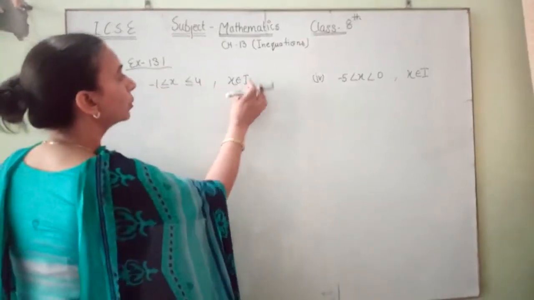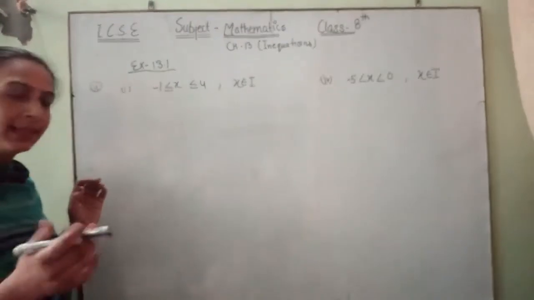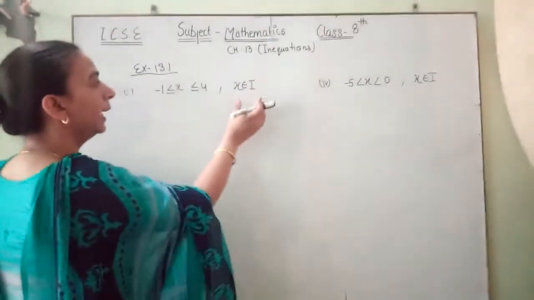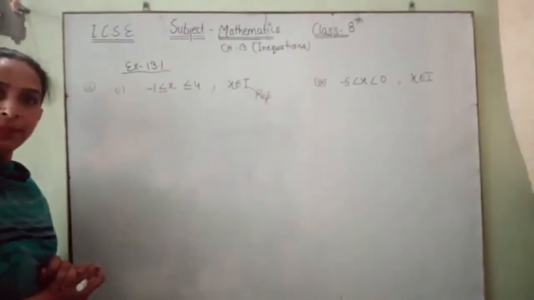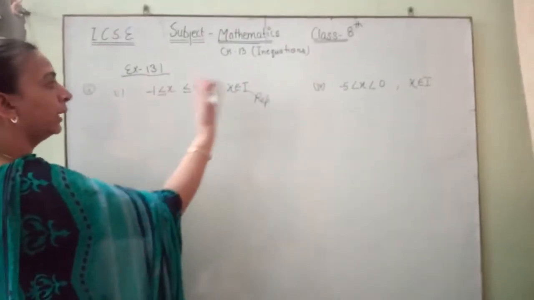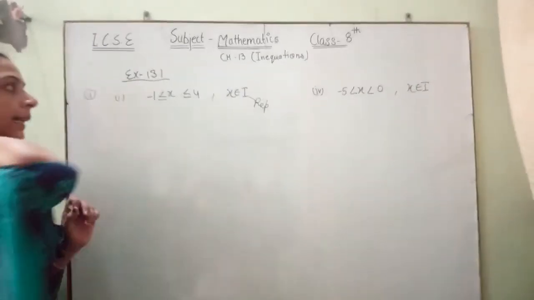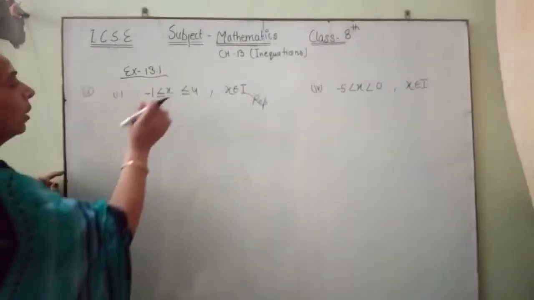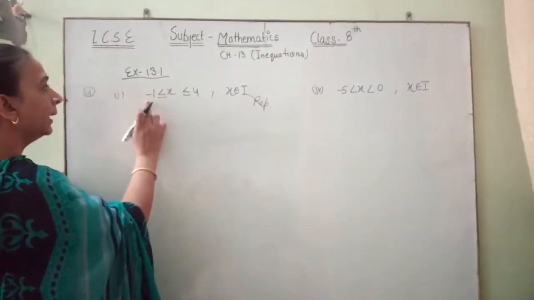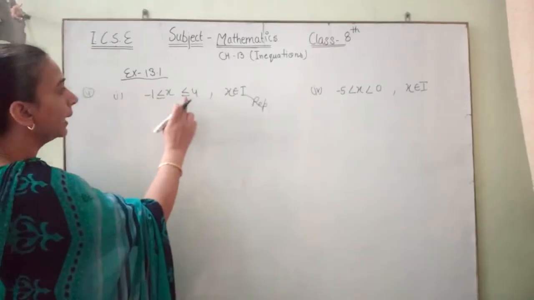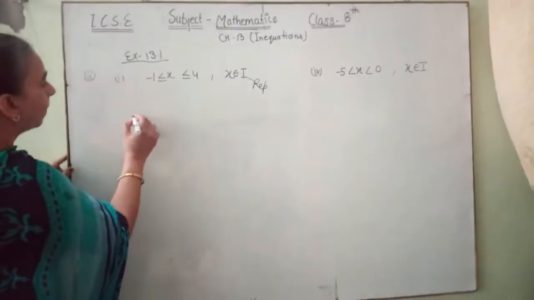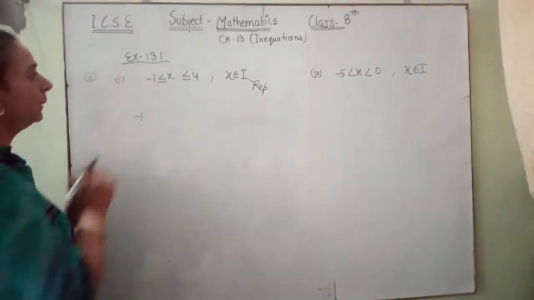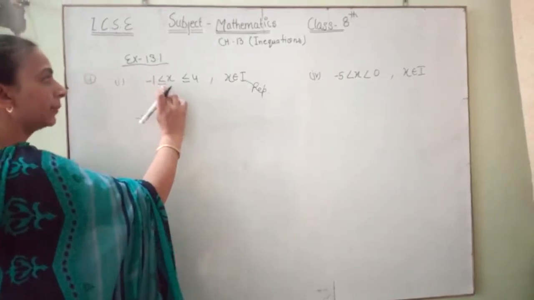Student, x belongs to I means x is an integer. I means the set of integers. This is the replacement set, and we take the value of x from the integers. Then all values of x greater than or equal to -1 and less than or equal to 4 that belong to integers are in the solution set. Student, if we take -1, this is equal to -1 and less than 4. The first condition is clear.